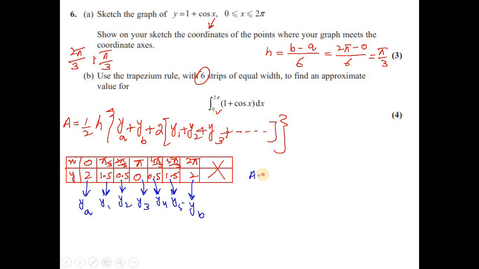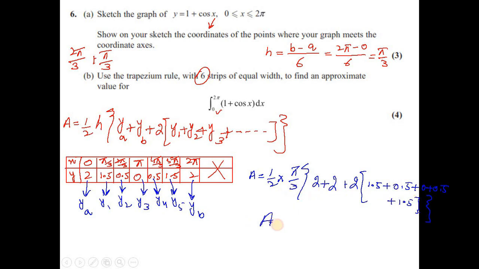Now you can substitute all the values in your area formula. A is equal to half of h, and h is pi by 3, bracket ya plus yb, so 2 plus 2, plus twice of the rest of the y values: 1.5 plus 0.5 plus 0 plus 0.5 plus 1.5, bracket close. Now if you simplify all the numbers, you will get area A is equal to 2 pi. This is the estimated area of the curve between 0 to 2 pi.